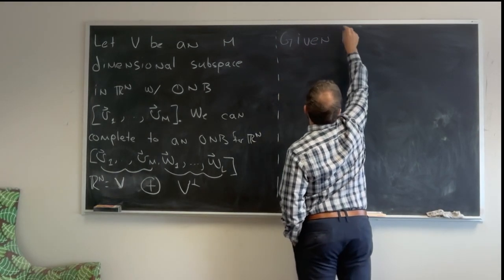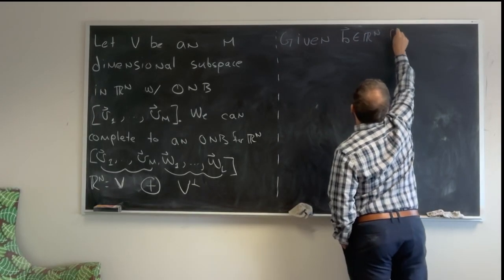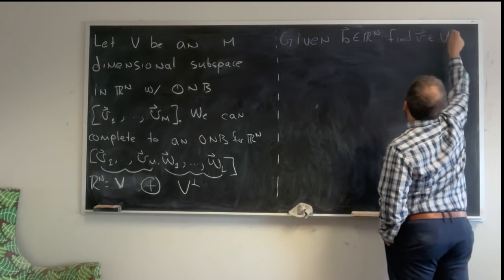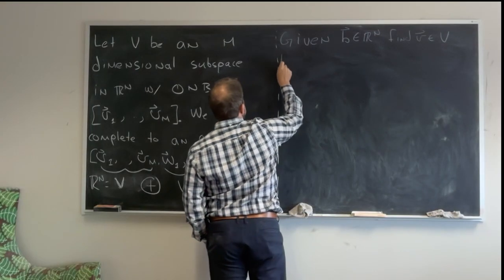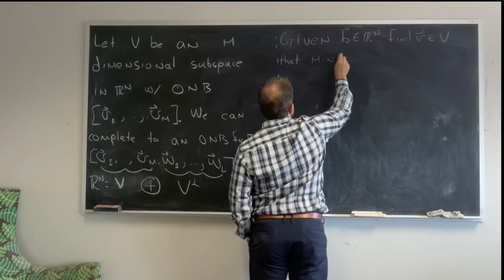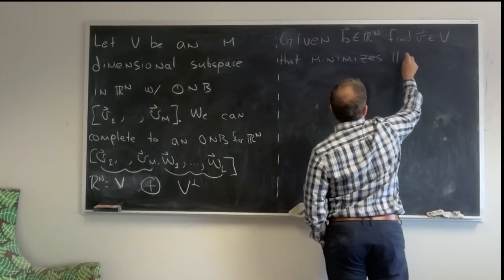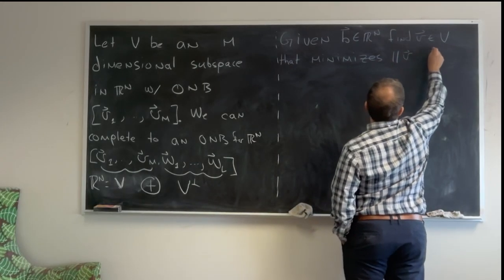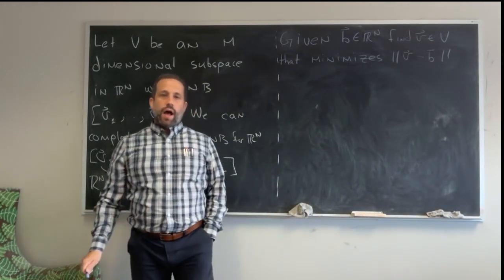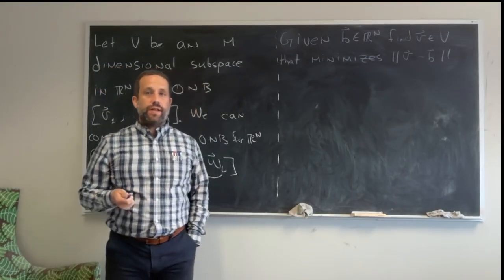Given a vector b in Rn, we want to find the vector v in the subspace V that minimizes the norm of v minus b. Again, this could be any norm at all. We want to typically think about it as being a norm induced by an inner product, though.